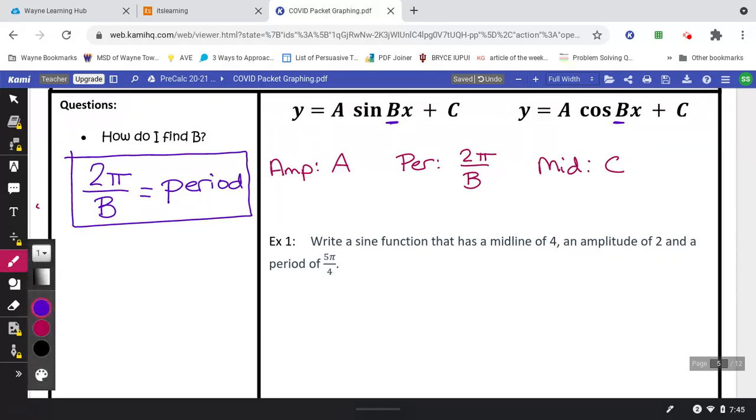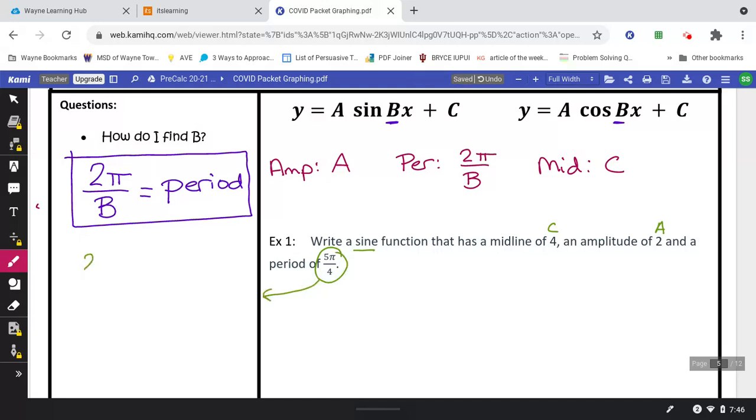Okay, so for example number 1, write a sine function. So you know you're going to be having the word sine in there. That has a midline of 4. Midline would be the letter c. Amplitude of 2. Amplitude is going to be our letter a. And then a period of 5 pi over 4. Now 5 pi over 4 is not the letter b. We have to use this to find the letter b.